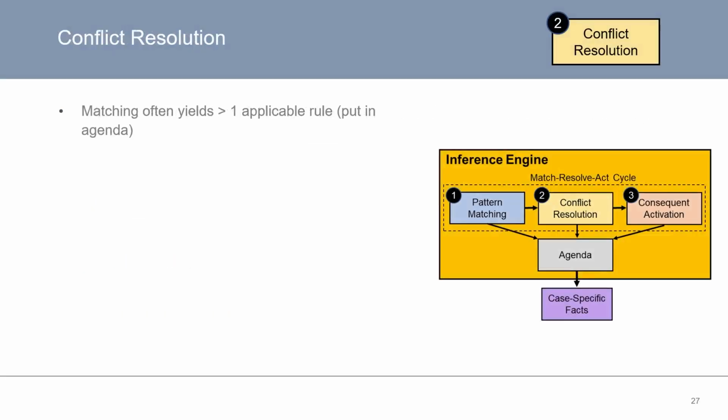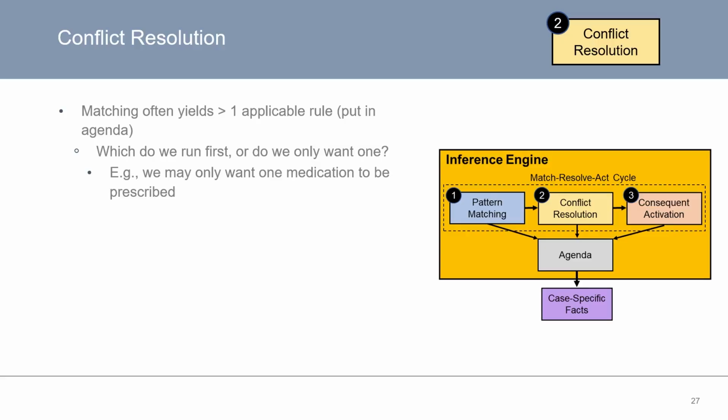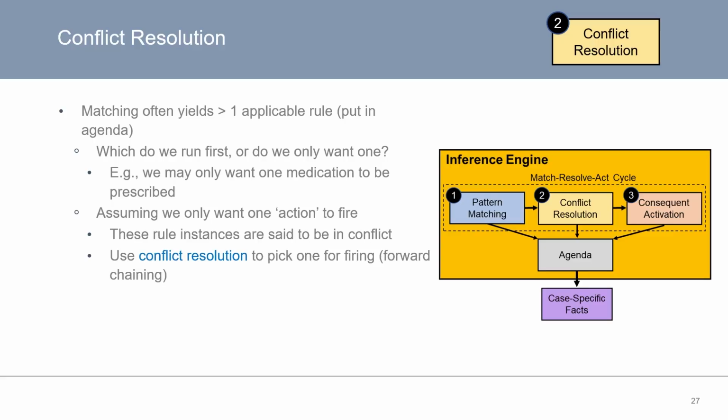The next part of the inference engine is conflict resolution. The previous step of matching can often yield more than one applicable or matching rule that are put on the agenda. So then the question is, which one do we look at first? Or do we only want to look at one of the matching rules? For example, maybe we only want one medication to be prescribed, even though multiple medications would be appropriate. Assuming that we only want one action to fire, these matching rule instances are said to be in conflict. So now we have to use some kind of conflict resolution to pick just one for firing.